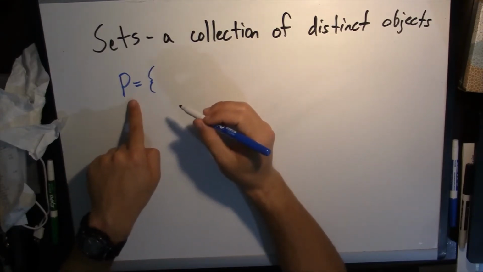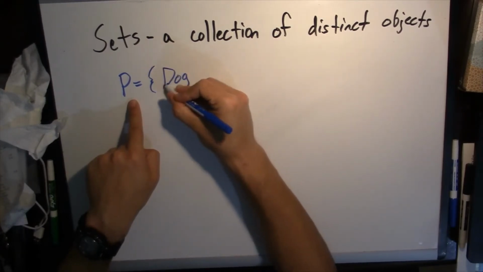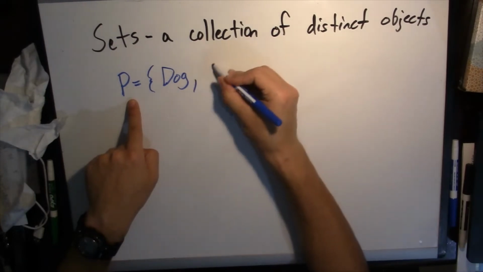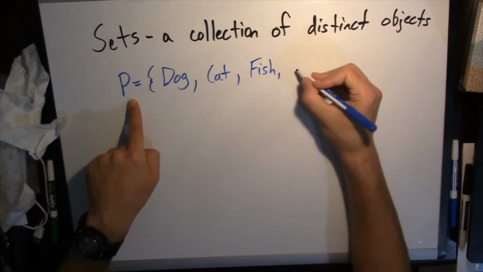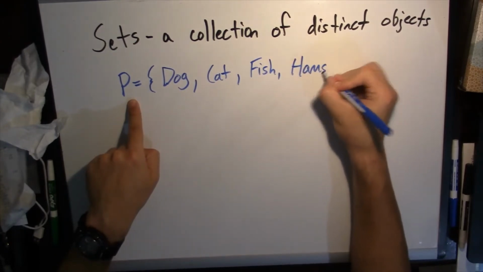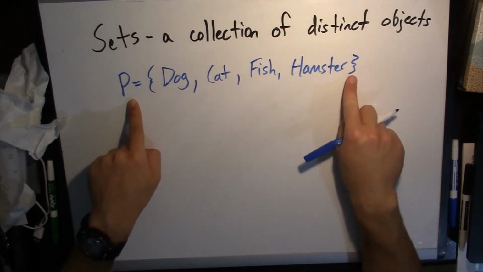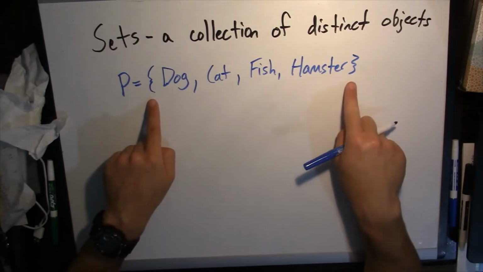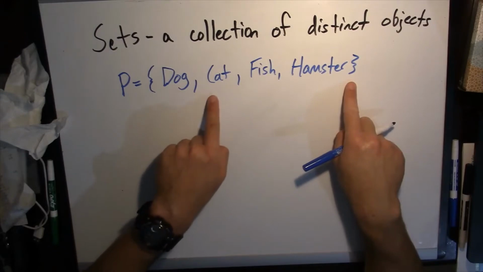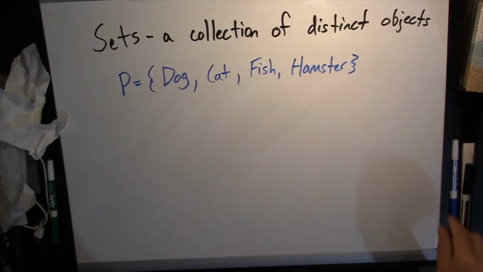So I use P because I'm going to write pet names. So we could have a dog, that's a type of pet. We could have a cat, fish, and hamster. And then I use a curly bracket at the end. So this is what a set would look like. You have curly brackets at the start and at the end, and you have each object separated with a comma. That's what a set looks like.